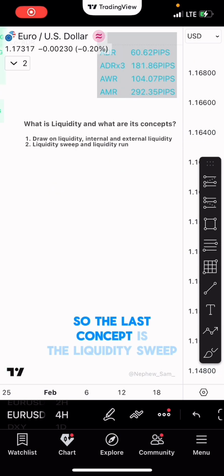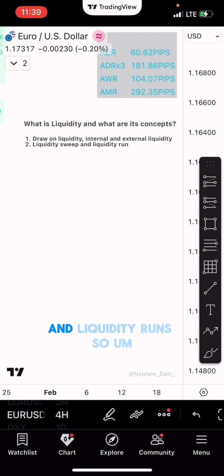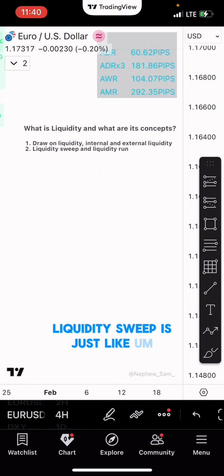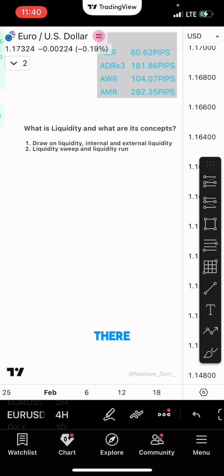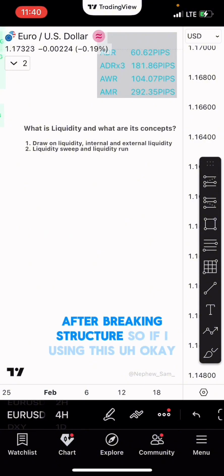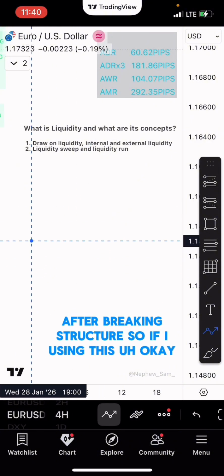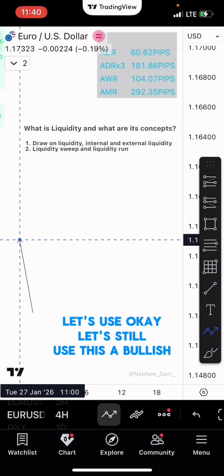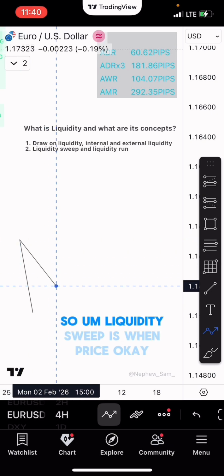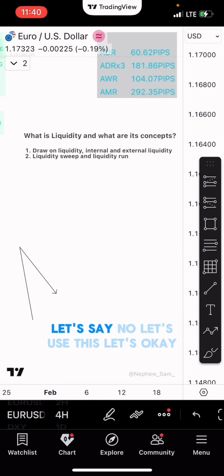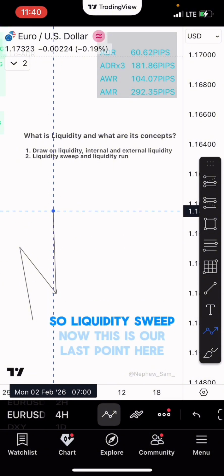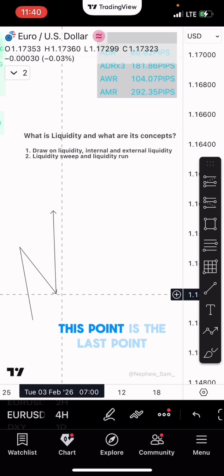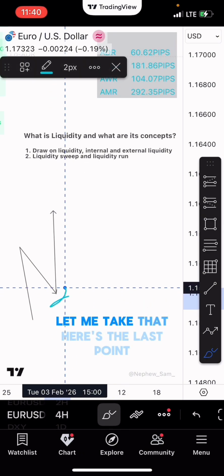All right, so the last concept is the liquidity sweep and liquidity run. Liquidity sweep is just price going to the external to pick some liquidity there, and the liquidity run is just continuous movement in that direction after breaking structure. So let's use a bullish market. Liquidity sweep, now this is our last point here.